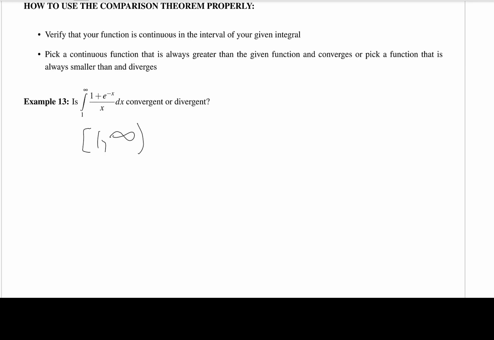Okay, so we're in the interval of 1 to infinity. Well, 1's a constant, that's continuous. E to the negative x is continuous everywhere. An issue would be if we were dividing by 0. But 0 isn't in this interval. So we're good. Our f of x is continuous.